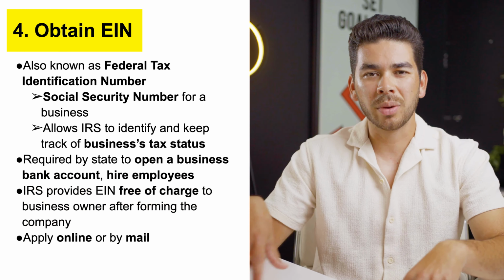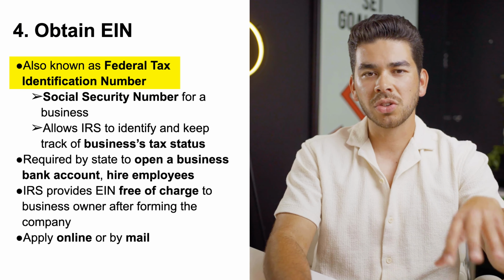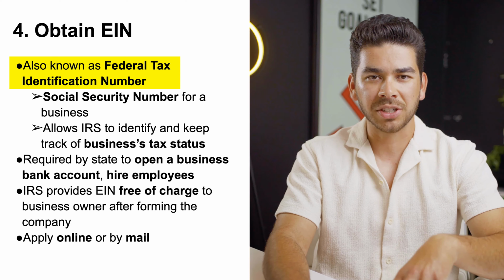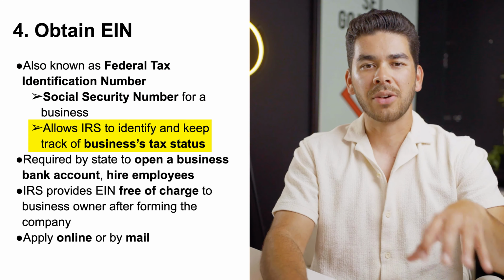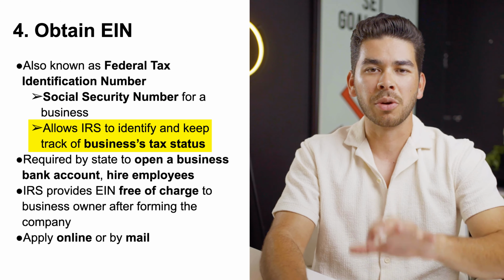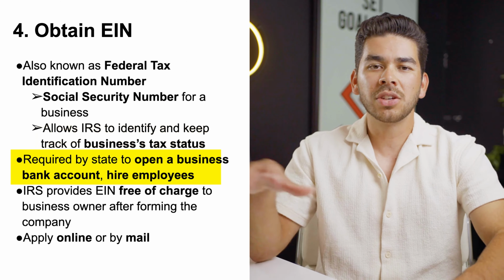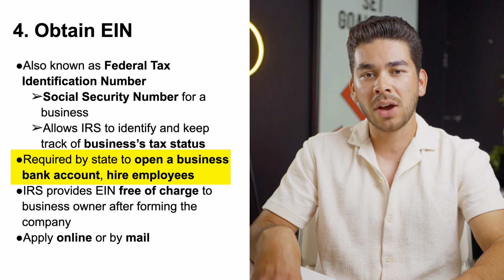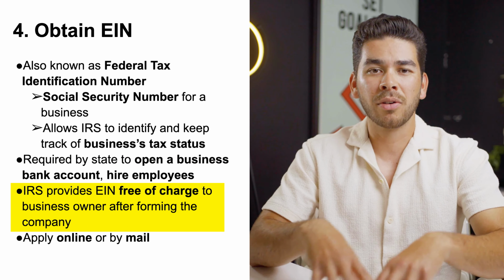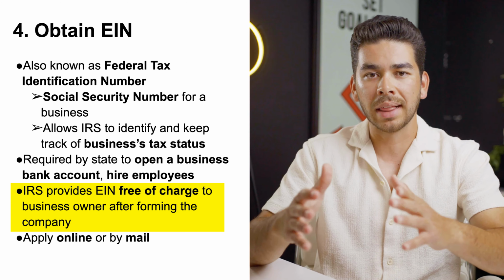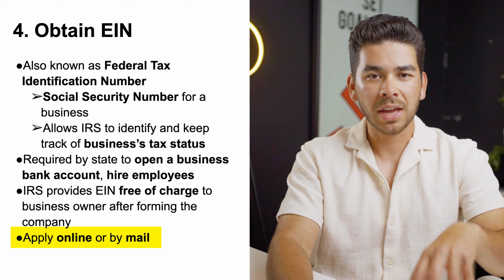Step number 4 is to obtain an EIN number. This is also known as a federal tax identification number. Think of it as a social security number for your business. This allows the IRS to identify and keep track of your business's tax status. And to do this, you're required to open a business bank account and to hire employees. The IRS actually provides this EIN number free of charge after you form your LLC. And to do this, you can apply online or by mail.